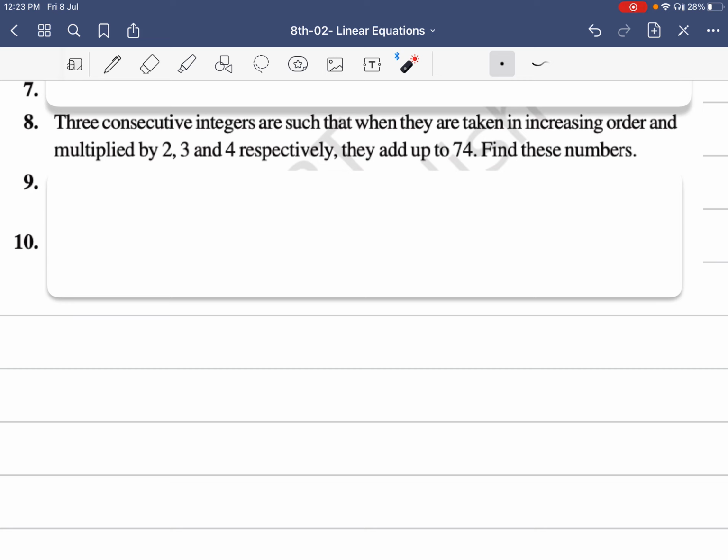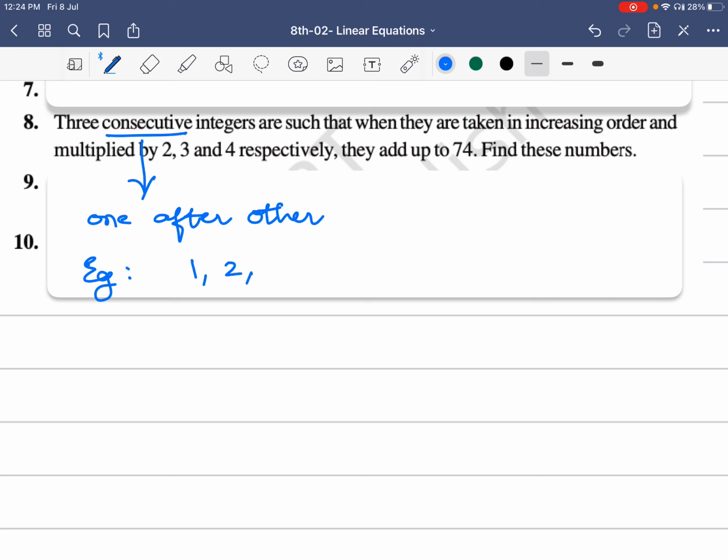Three consecutive integers are such that when they are taken in increasing order and multiplied by 2, 3 and 4 respectively, they add up to 74. Find these numbers. Okay, so first of all, we should know what consecutive means. Consecutive means numbers which come one after the other. For example, 1, 2, 3 is an example of three consecutive integers. Then 100, 101, 102 is an example of three consecutive integers. So this is the meaning of three consecutive integers.